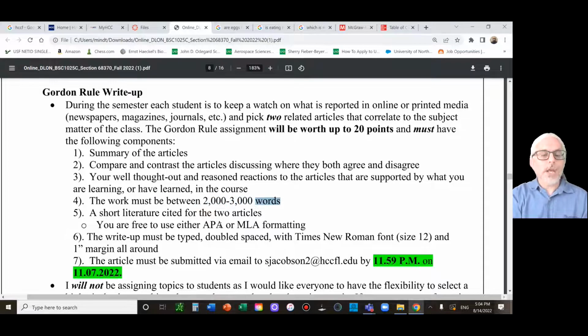And then a short letter cited. I do care how you cite it. You could pick APA, you could pick MLA. I do not care. Pick whatever you like.